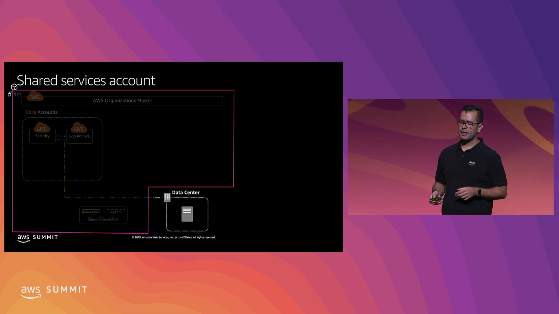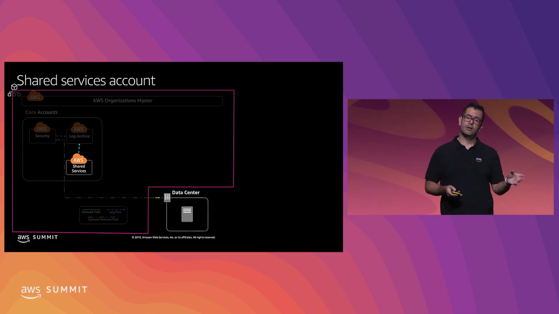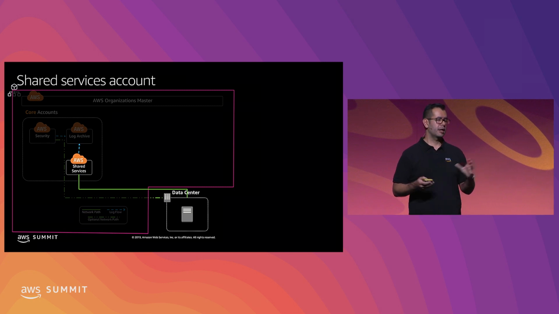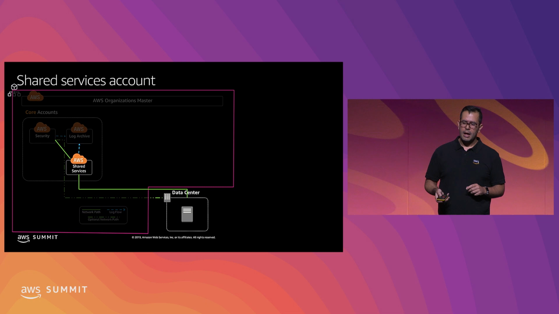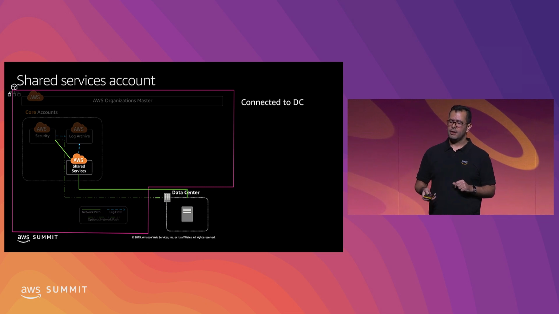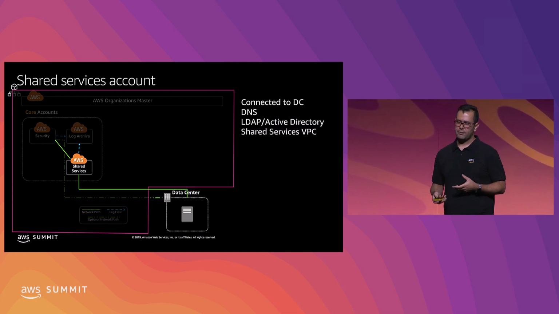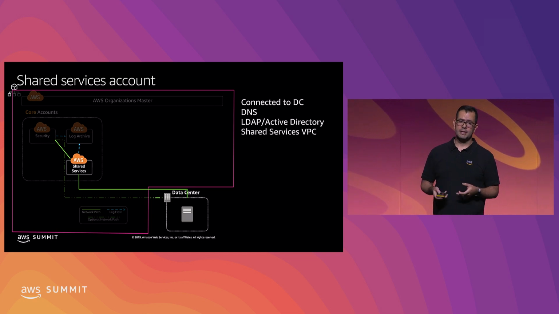Then we have the shared services account. So the shared services account will send the logs to the log archive. It will be connected to the data center because there is likely a dependency there with a directory service. It will be connected to the security account. And here is where we will host those things that help all the organization to work. So this is where we will be deploying things like DNS, our LDAP or Active Directory, our shared services VPC.